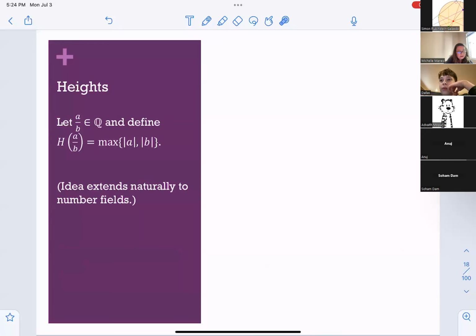So if I have a rational number a over b, I define the height to just be the maximum of the absolute value of the numerator and the denominator, right? So for example, the height of minus 10 over 19 would be what?